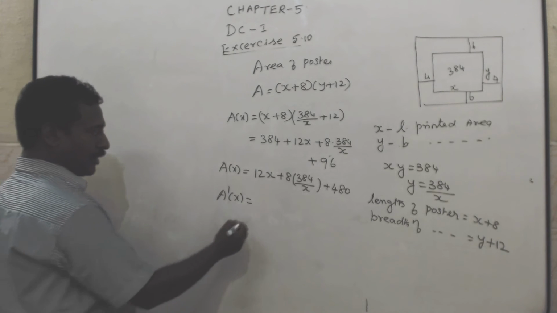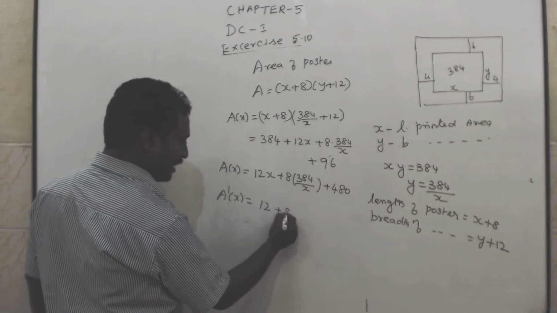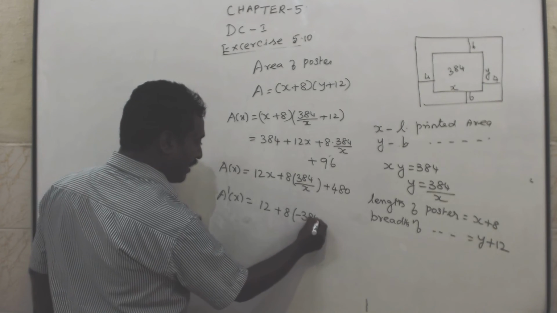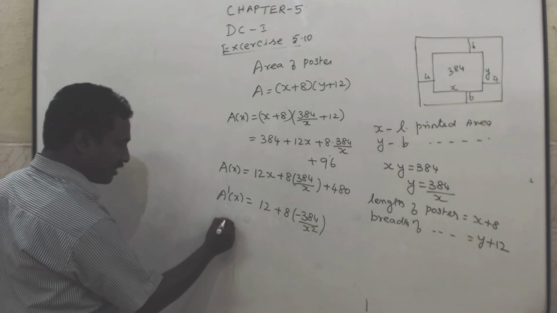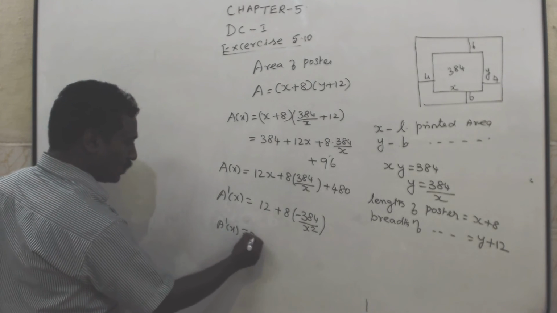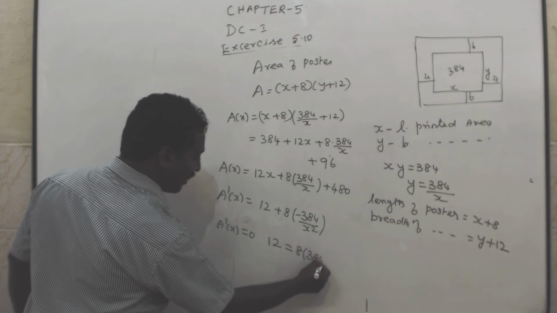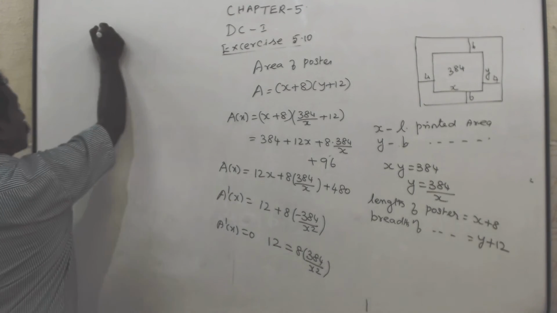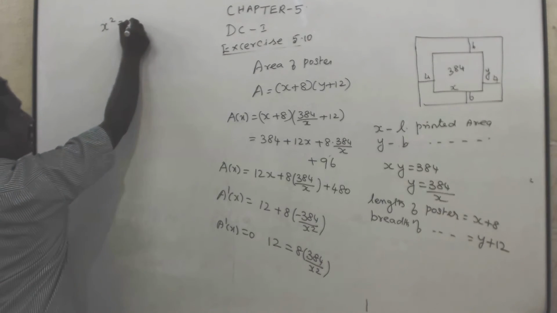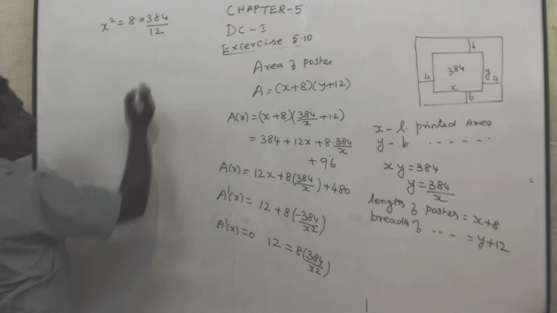A dash of x, what did you do? 12x goes to numerator plus 8 into minus 384 by x square. That is A dash of x equal to 0. 12 equal to 8 into 384 by x square. x square equal to 8 into 384 by 12.